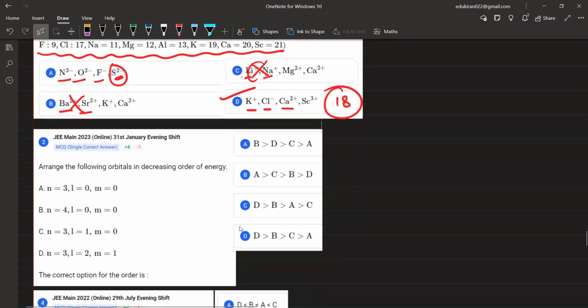Now, what about this one? Arrange the following orbitals in the decreasing order of energy. You have to use the n plus l rule. अगर n plus l rule से दोनों के दोनों क्या आ जाए? Okay, जिसका n plus l ज़्यादा होगा, that is going to be having higher energy. If the n plus l is same for both of them, यानी कि दो ऑर्बिटल के लिए n plus l same है, then जिसका n larger होगा, will have larger energy.